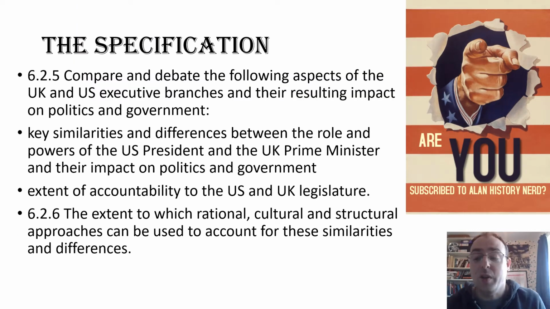So this is based on the Edexcel A-level politics specification, and it's two parts of the spec. 6.2.5: compare and debate the following aspects of UK and US executive branches and the resulting impacts on politics and government. So key similarities and differences between the role and powers of the US President and the UK Prime Minister and the impact on politics and government, extent of accountability to the US and UK legislature. And then 6.2.6: the extent to which rational, cultural and structural approaches can be used to account for these similarities and differences. So we can do all of that.